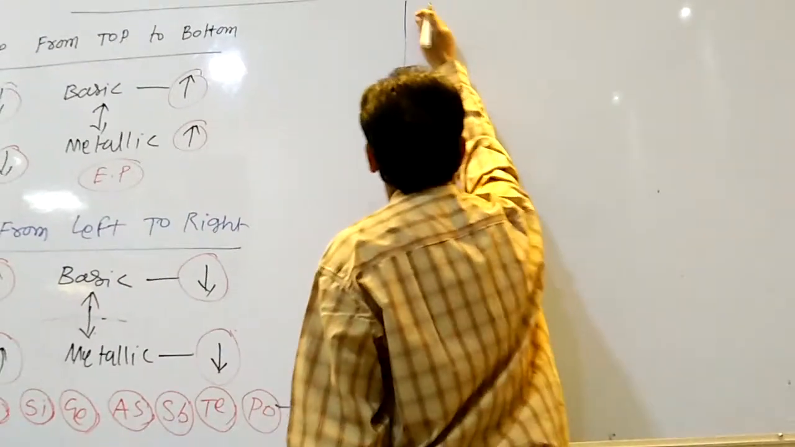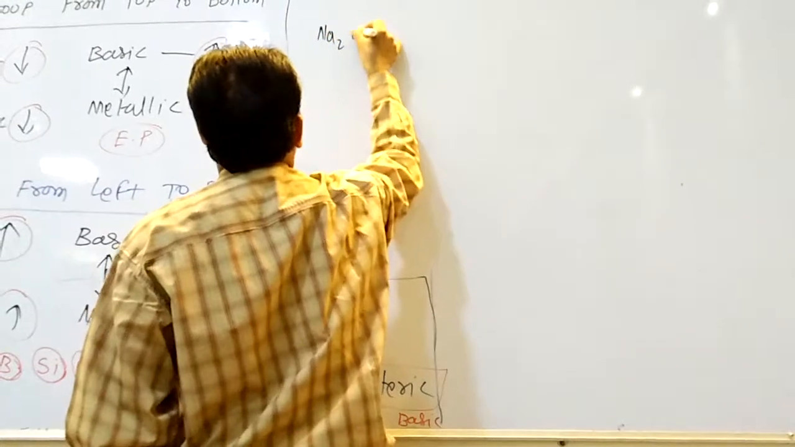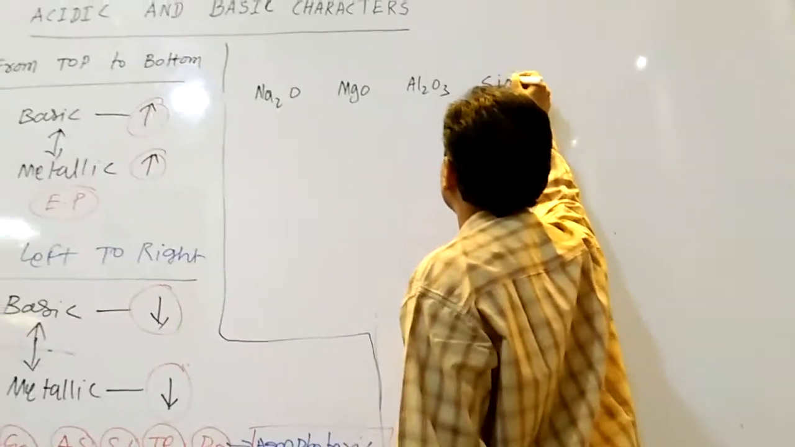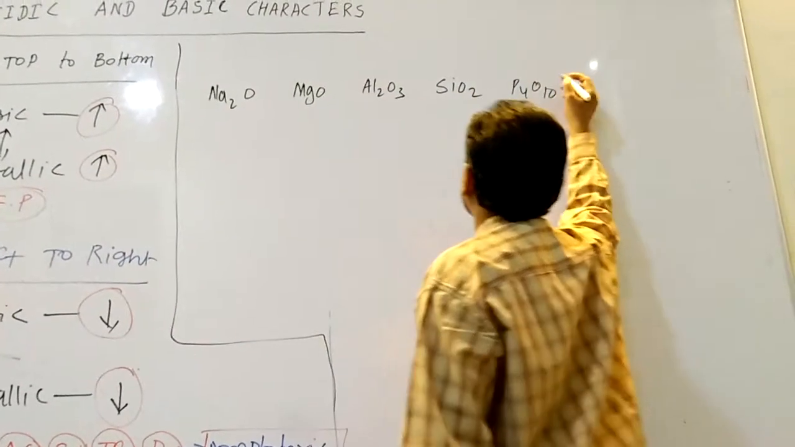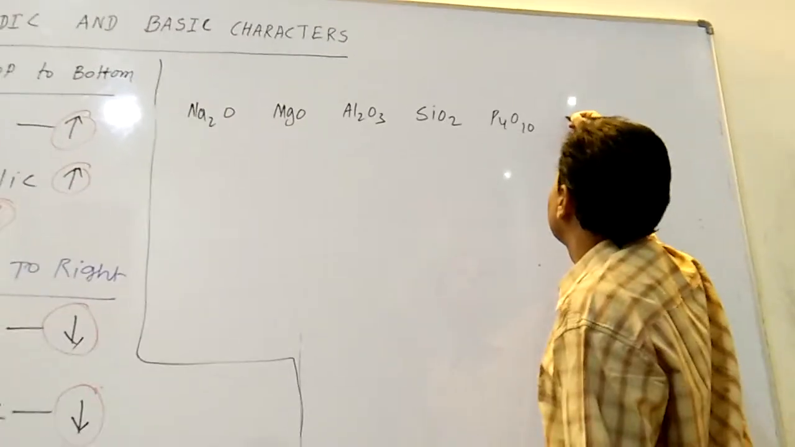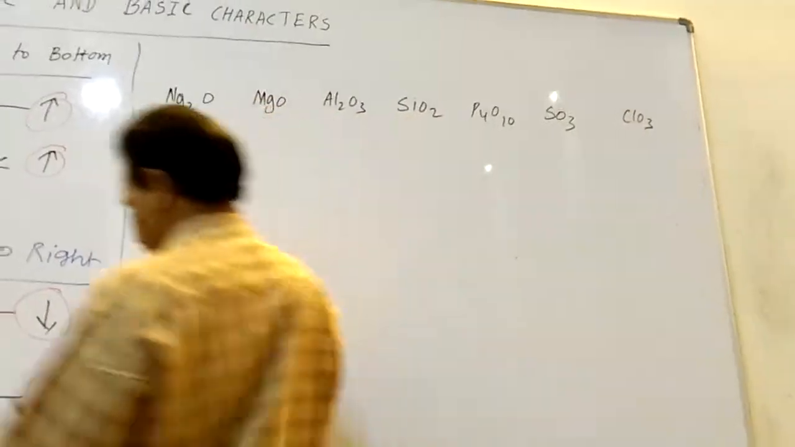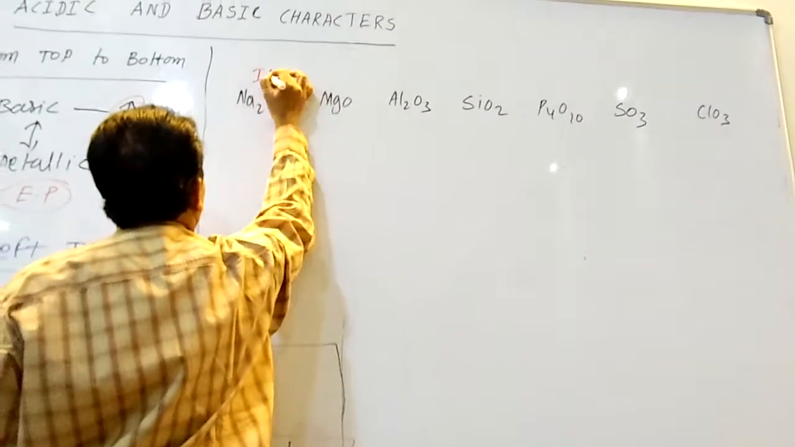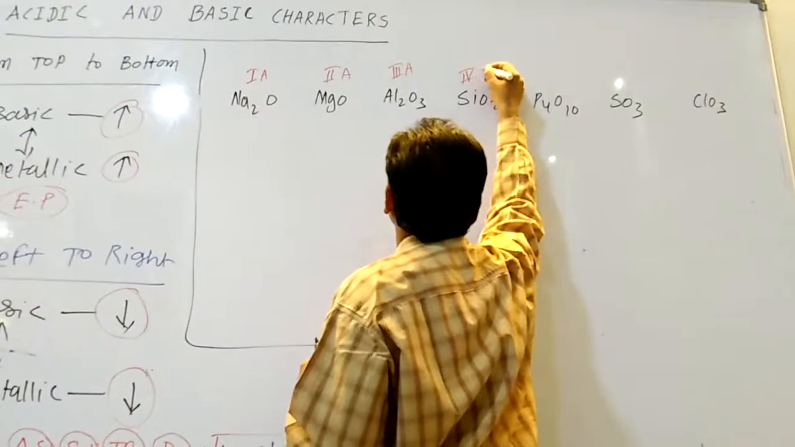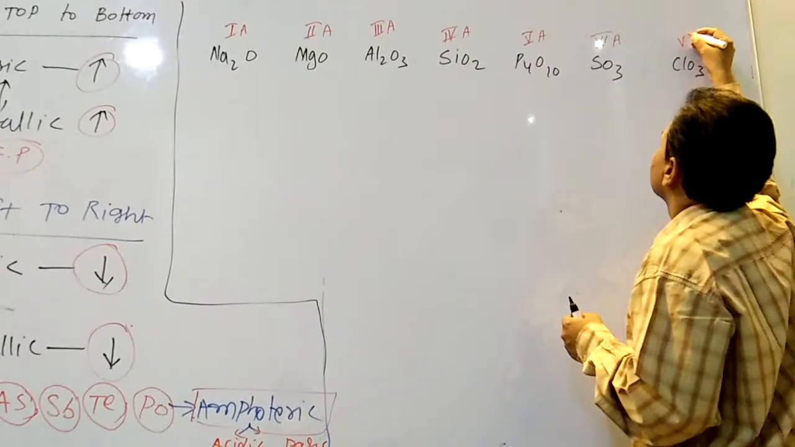Suppose they give like this: Na2O, MgO, Al2O3, SiO2, P4O10, SO3, ClO3. Which is acid, which is base? This is the 1A group, 2A group, 3A group, 4A group, 5A group, and 6th and 7th A groups.